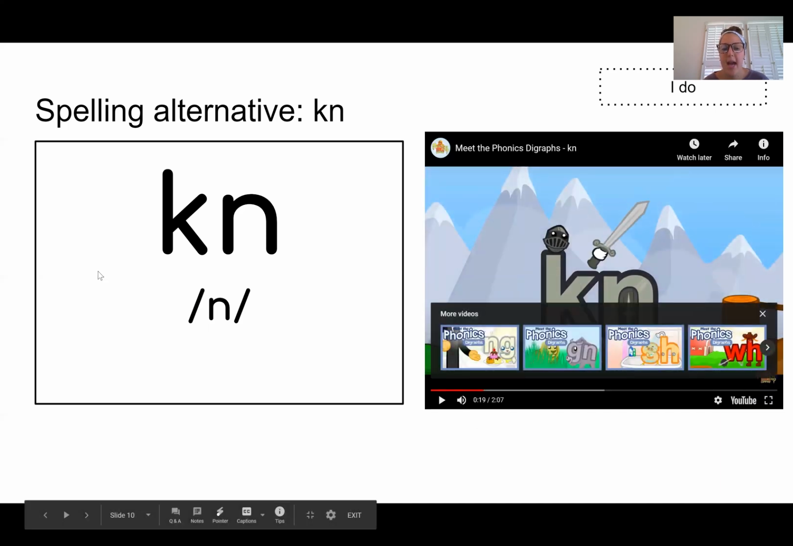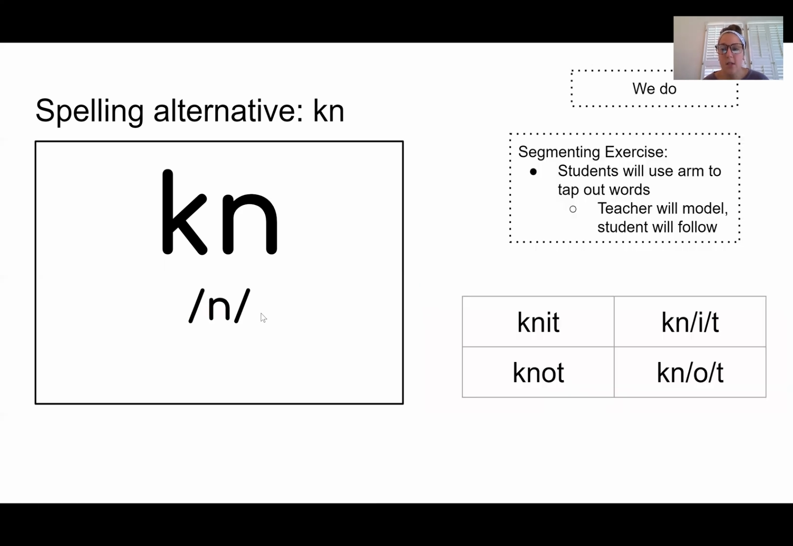So remember, KN said. Now that we know what the sound says, let's put some words together. We're going to practice reading these two words. We're going to use our arms to help us read the word. So I'm going to do it, and then you're going to do it with me. First time through, you just watch Miss Winkler. Let me scoot back so you can see me better.